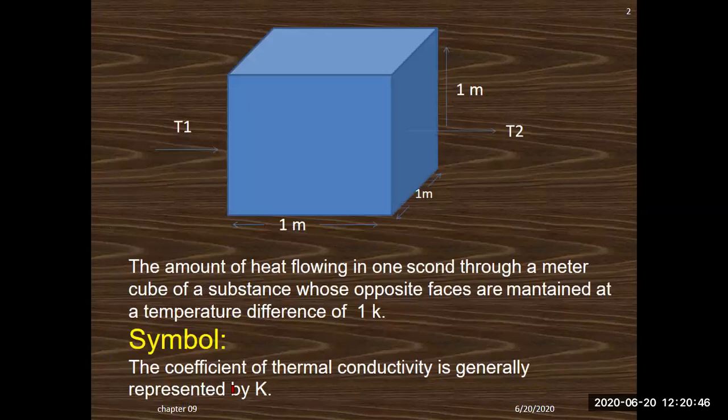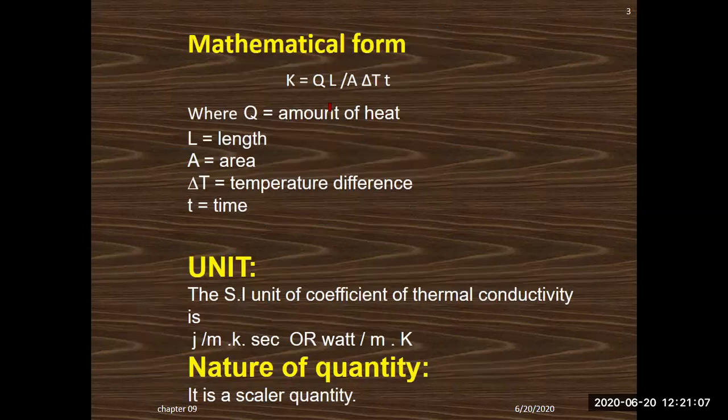So here is Q. The amount of heat flowing in 1 second through a meter cube of a substance whose opposite faces are maintained at 1 K temperature difference. The coefficient of thermal conductivity is generally represented by K. This K is equal to, and this is the formula to calculate the coefficient of thermal conductivity.